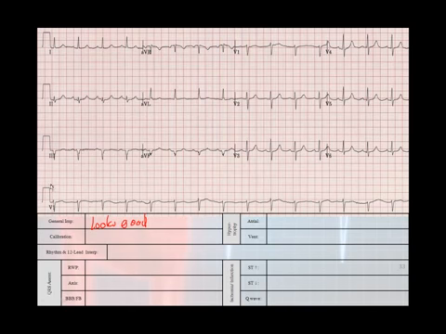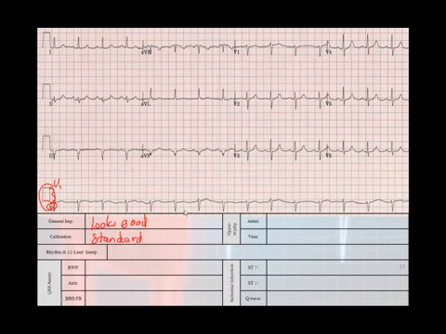Calibration, if you come over here to the left side of the screen, you'll see our calibration marker is 1 big box wide, 2 big boxes tall, so we're going to say our calibration is standard. Fortunately, we do have a rhythm down here at the bottom that's actually V1. This is V1 down here that goes all the way across the screen, so we can take a look at the rhythm down here. It looks like this is almost a prolonged PR interval, but it looks okay.